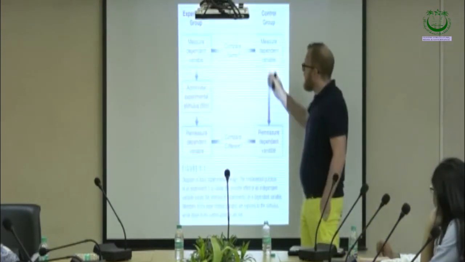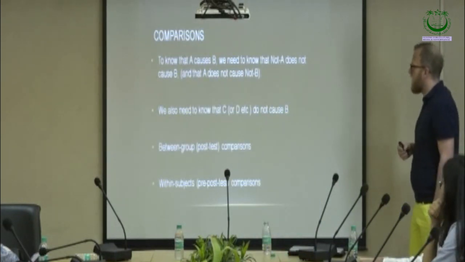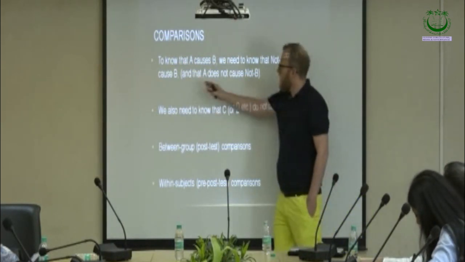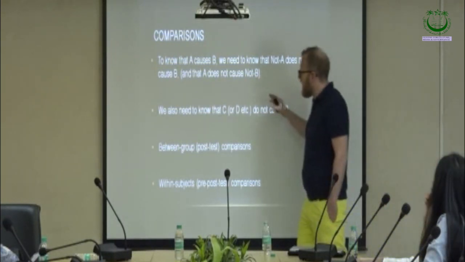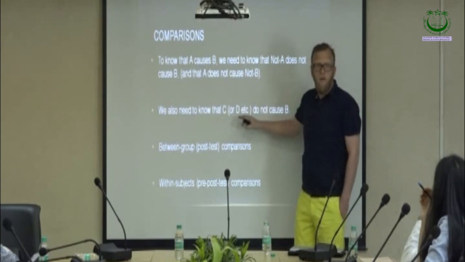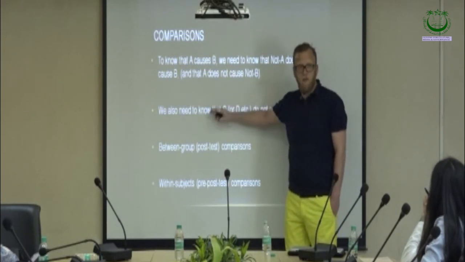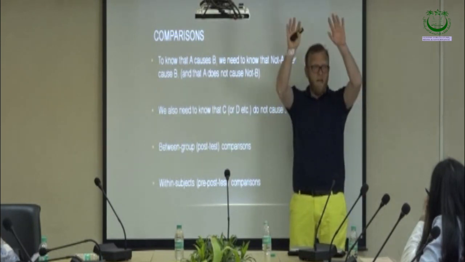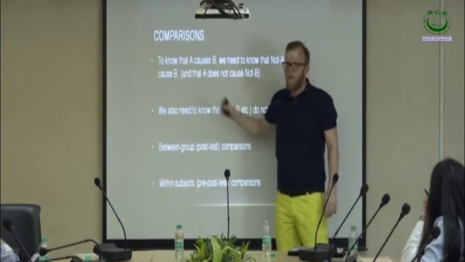So that's the one thing, the randomization into the different groups, and then there are different types of comparisons we can do. To know that A causes B, we need to know that not A does not cause B, and that A does not cause not B. I'll illustrate that in a picture in a second, which is probably easier. We also need to know that C or D do not cause B, and again, C or D we control by randomization, by making sure that C and D are distributed equally in both groups that we look at. The groups don't differ on C and D, so anything we measure afterwards cannot be attributable to C and D, but ideally only to B.